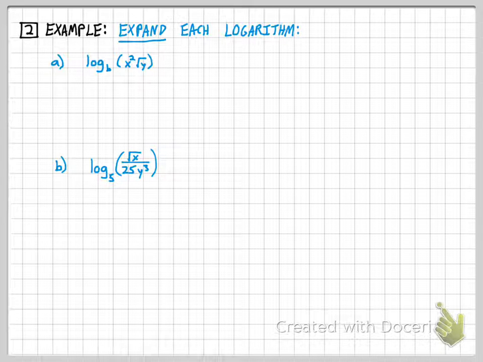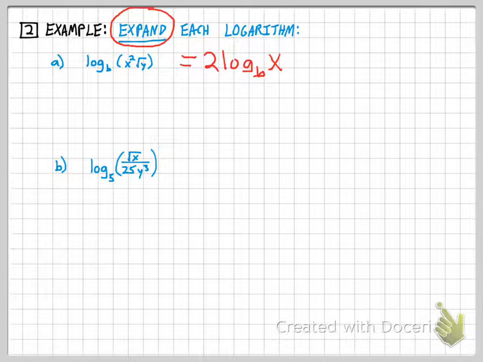So I have the log base b of x squared times the square root of y, and the instructions are to expand each logarithm. So when we expand, we want to basically rewrite this so that there are no products, no powers, and no radicals. And so what I end up with is the log base b of x, and instead of x squared, I can use my power rule and put the 2 out in front. And then I have a plus because this is a multiplication problem. I'm going to use the product rule.